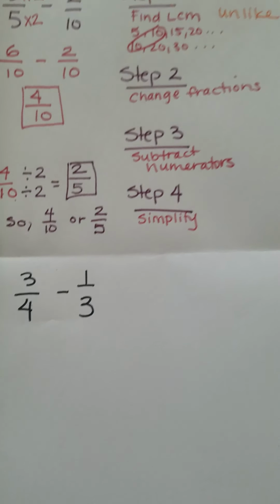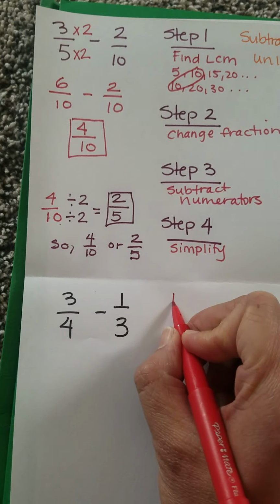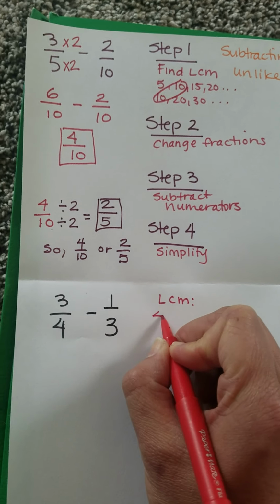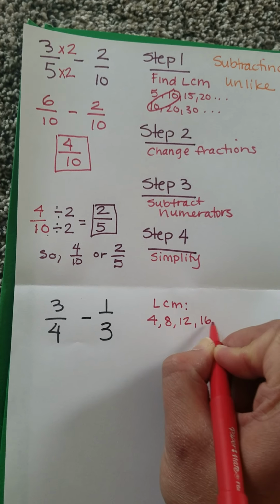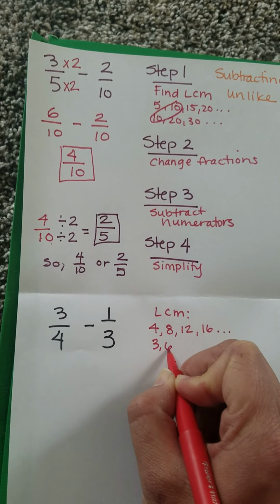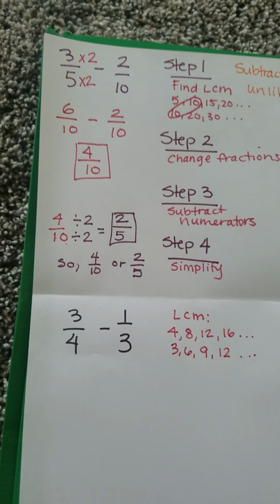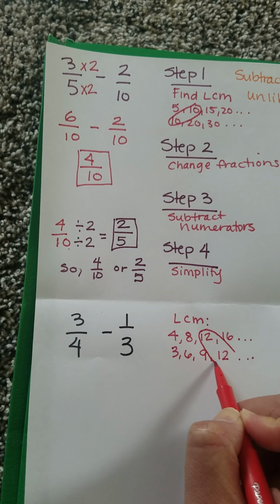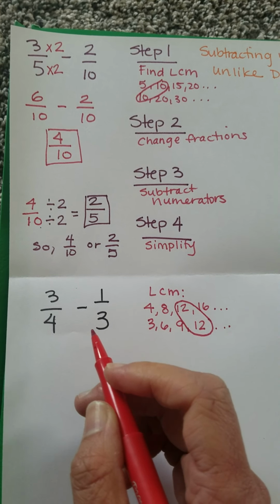So going back up to step 1, we need to find the LCM. So I'm going to put LCM. And if you need support, I'm going to go ahead and list out some multiples. 4, 8, 12, 16. And I'm going to try the next one. 3, 6, 9, 12. And I notice the smallest multiple that they both share is 12, so I'm going to circle my 12. Now these both don't have a 12, so I'm going to have to change both fractions.